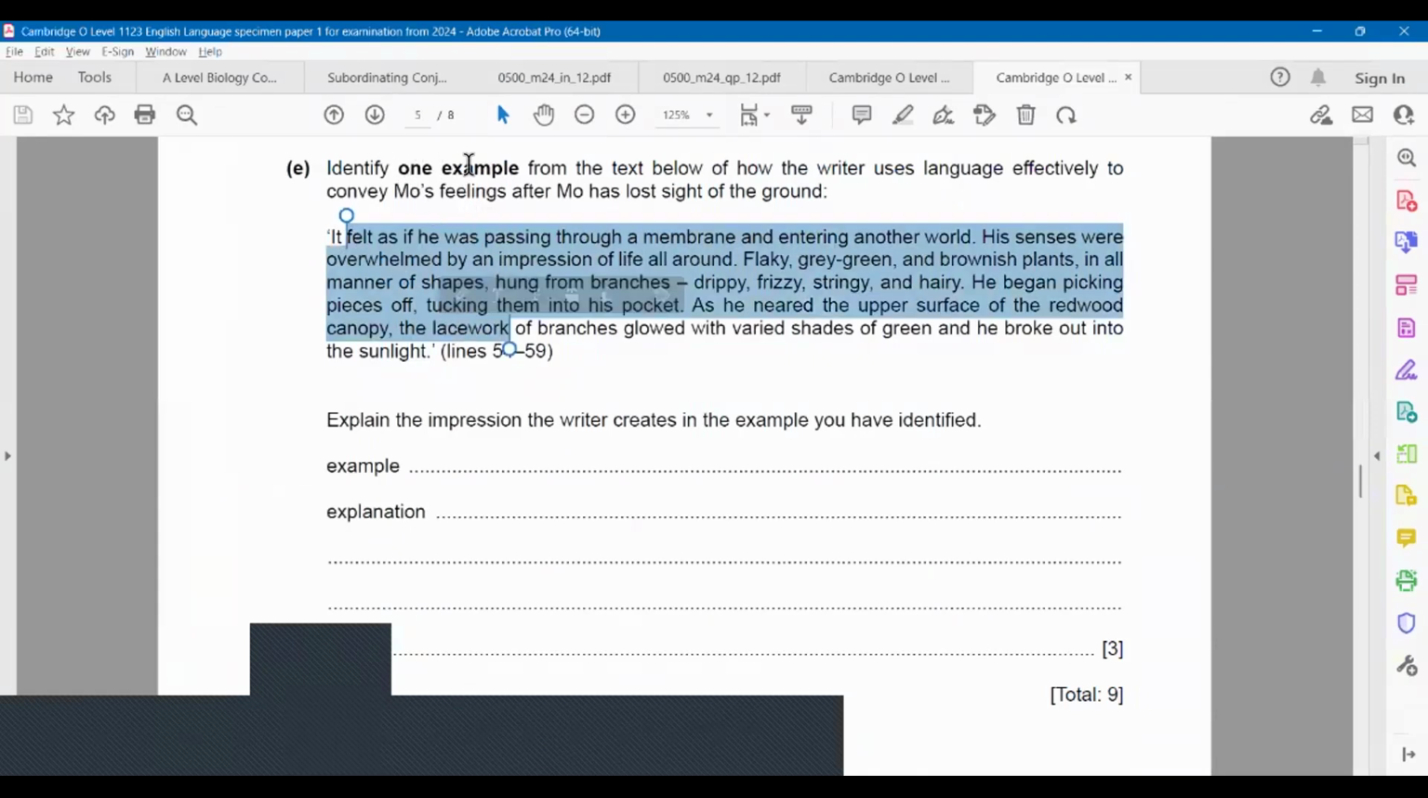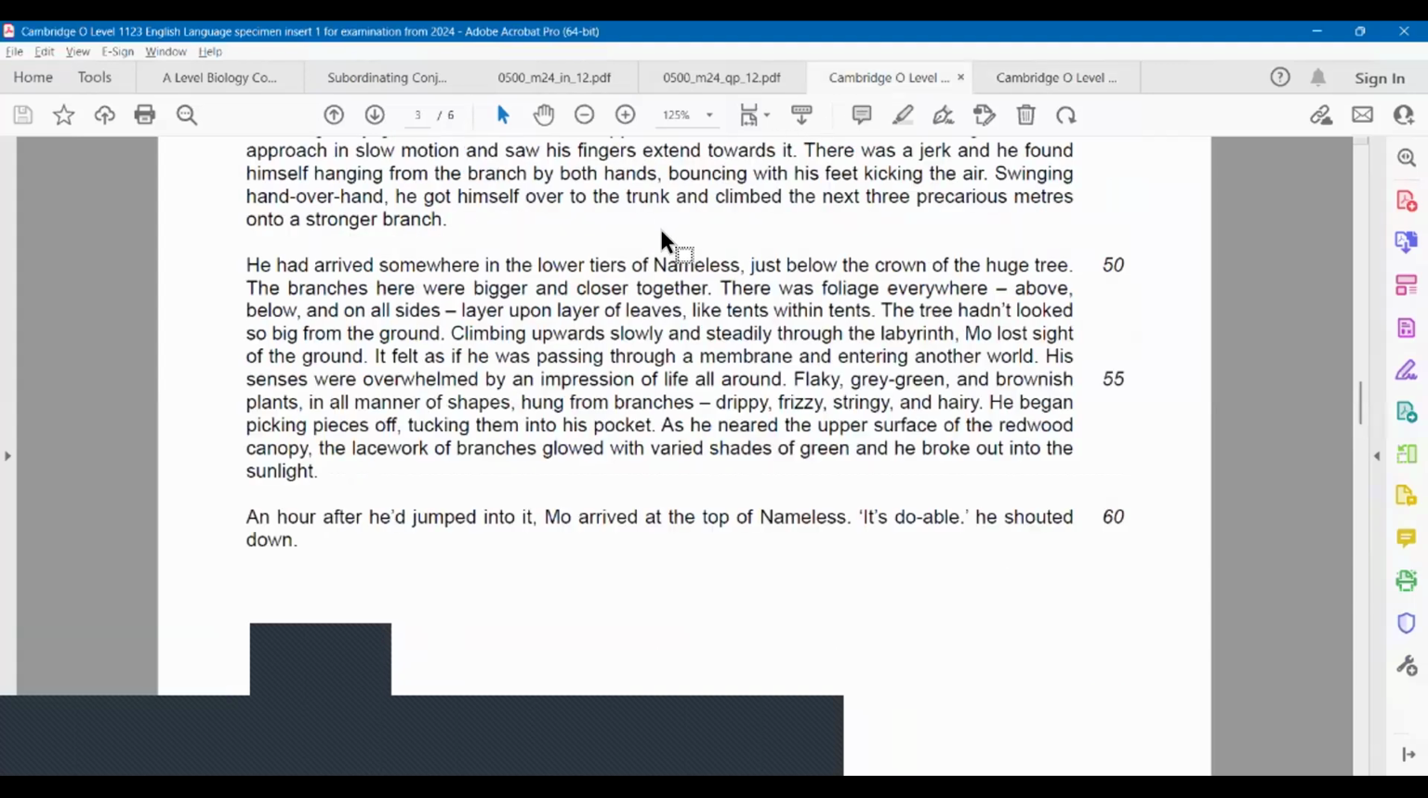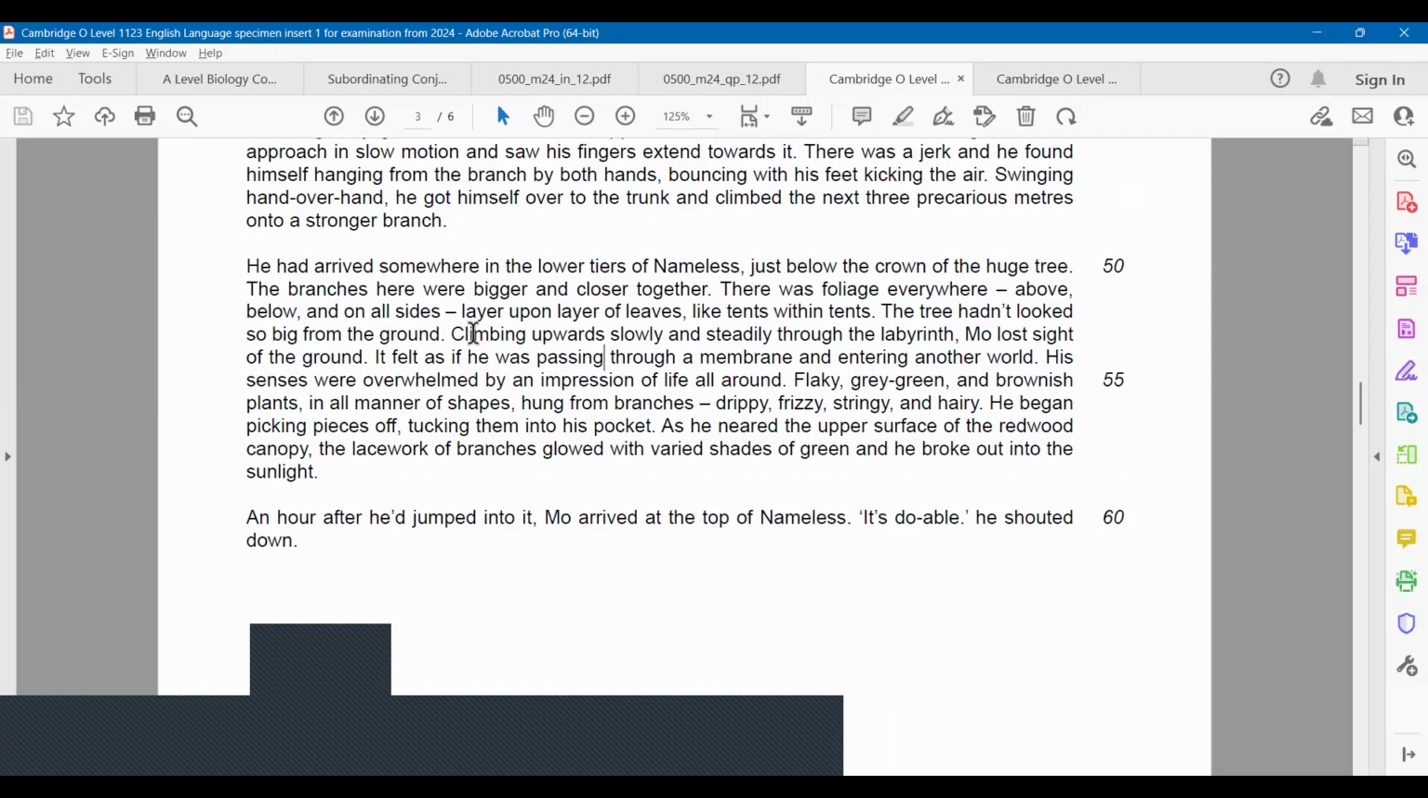Identify one example from the text of how the writer uses language effectively to convey Mo's feelings after Mo has lost sight of the ground. So that's obviously the part of the text over here. Oh, sorry, after he's lost sight of Swift, so 54 to 59. All of this.